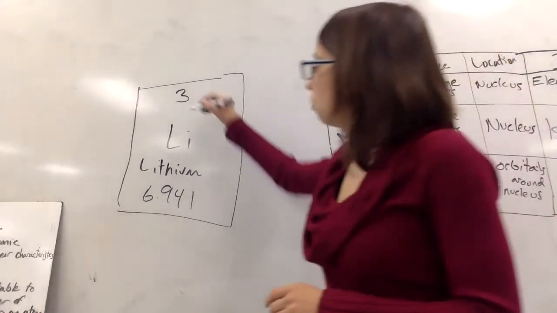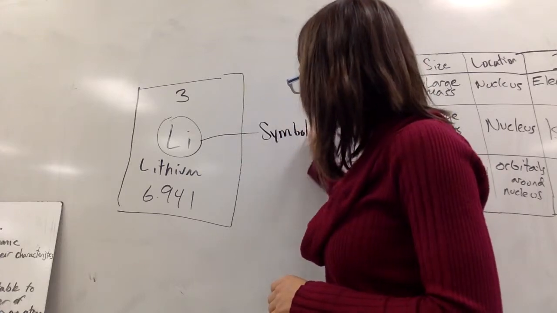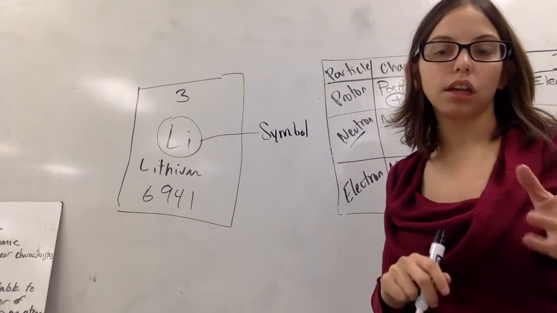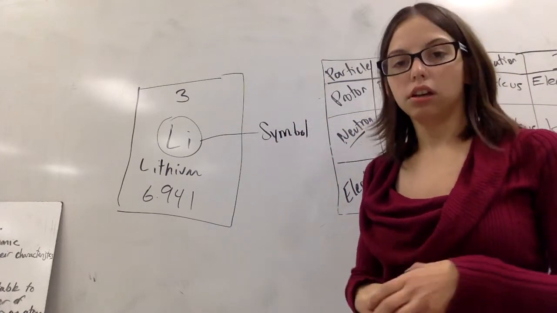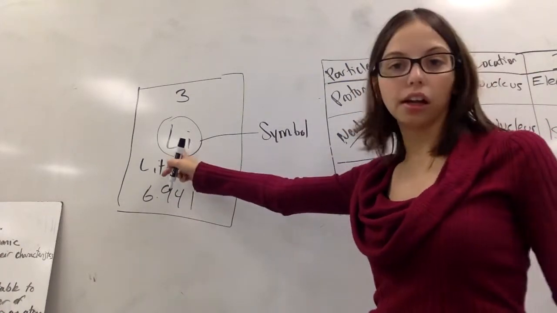All right, we will start here. Your letters, that's just your symbol. That's what you would use in a chemical equation. If I'm talking about lithium chloride, I don't want to write out lithium chloride every time. I just want to abbreviate Li.